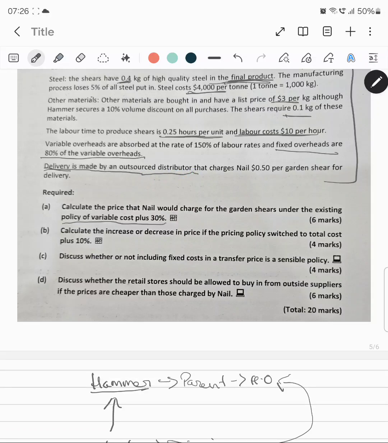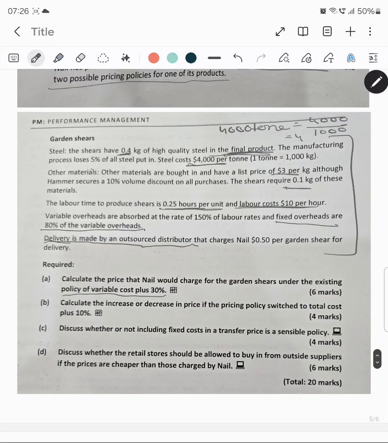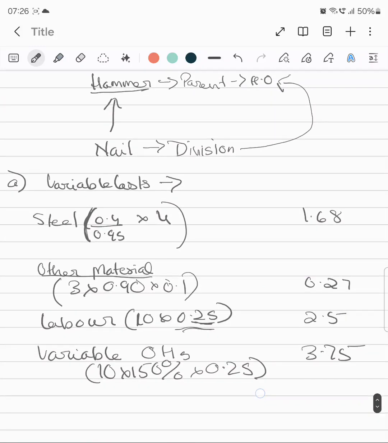Okay, so over here I mentioned earlier that Nail can charge this for selling and distribution, but as per the information, there are some materials which are used by Nail, and these are outsourced. So delivery is made by an outsourced distributor. Whatever shears are made, they're transferred to Hammer, but this transferring process is given to an outsourced distributor, who charges Nail 0.5 per garden shears for delivery.